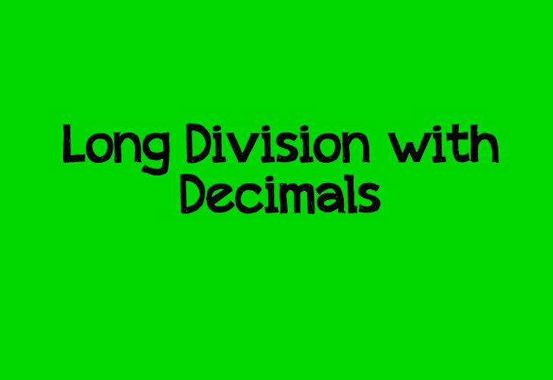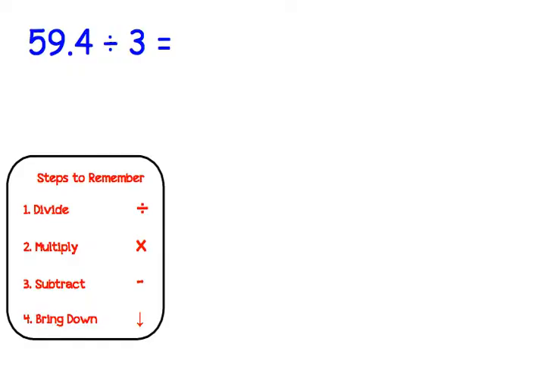In this video, we will be doing long division with decimals, and this is a more basic video, so follow along closely if you are just learning how to divide with decimals. Like in regular long division, with our traditional method, we are going to follow our steps: divide, multiply, subtract, bring down. So we are going to divide 59.4 by 3.